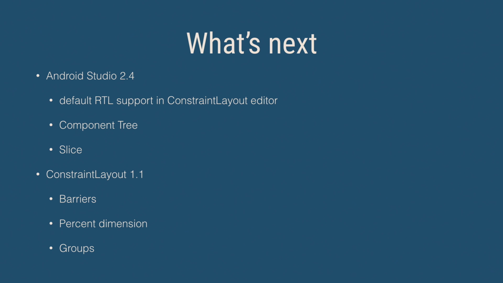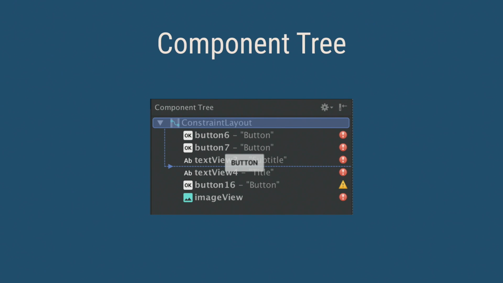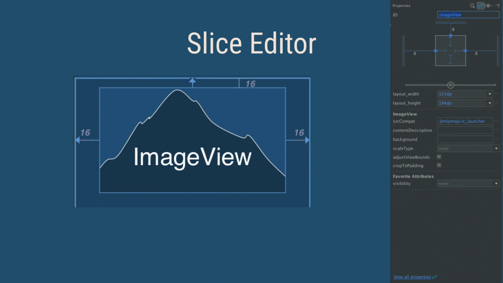And I'll go through some of the new features in ConstraintLayout. So in the component tree, one notable difference is that we finally surface errors and all those lint checks that are not that easy to figure out where they come from. And one of the really nice, let's call it an experiment for now.